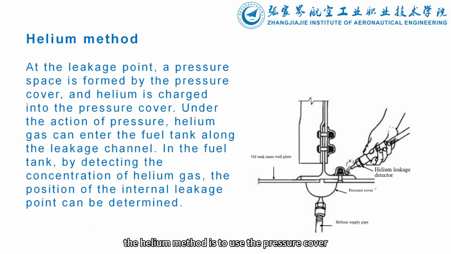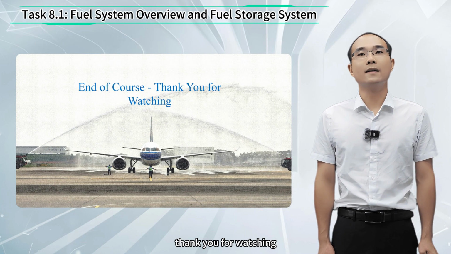The helium method is to use the pressure cover to form a pressure space at the leakage point and charge the helium into the pressure cover. Under the action of pressure, helium gas can enter the fuel tank along the leakage channel. In the fuel tank, by detecting the concentration of helium gas, the position of the internal leakage point can be determined.